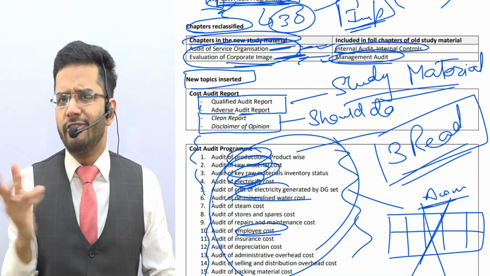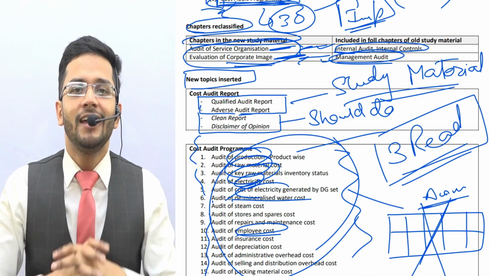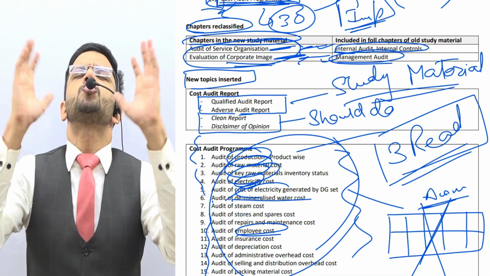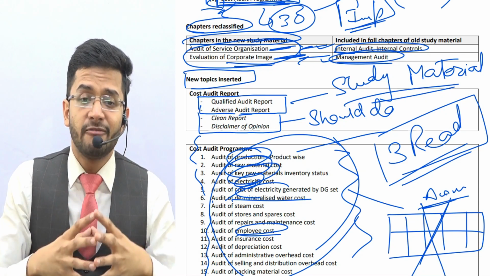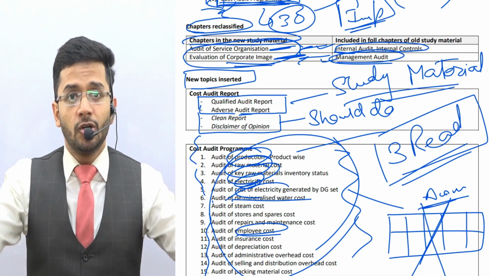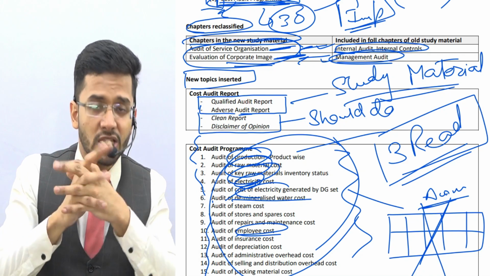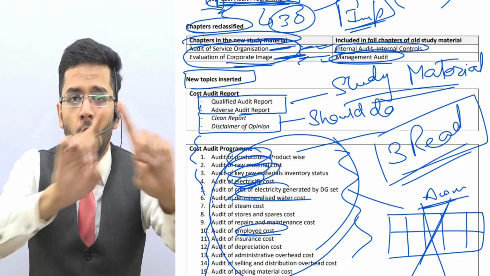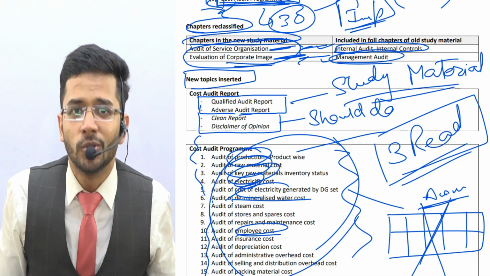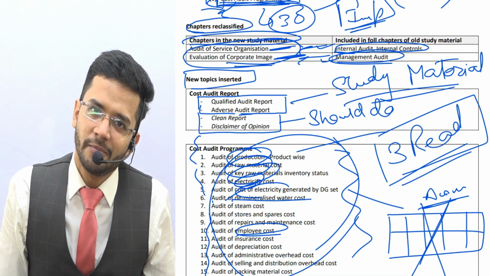Now, what is an adverse audit report? Adverse audit report means the errors which are there in the cost statements are so big, so huge, so pervasive. Pervasive means they are impacting the truth and fairness of the cost accounts as a whole. Under such a situation, the auditor says that the cost accounts do not show a true and fair view. They do not represent a true and fair statement of cost.